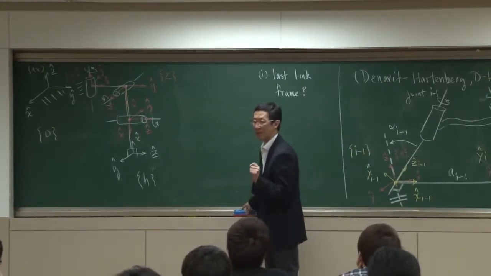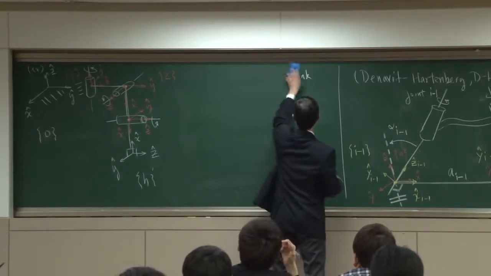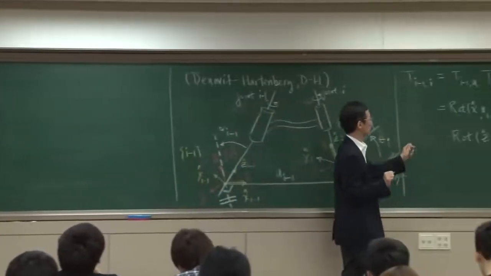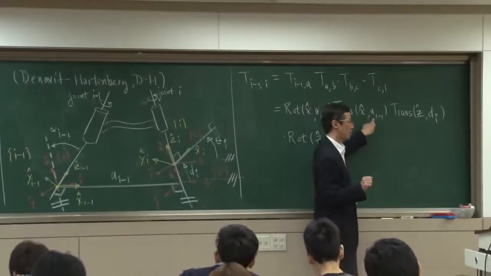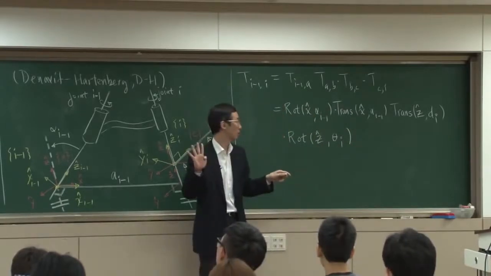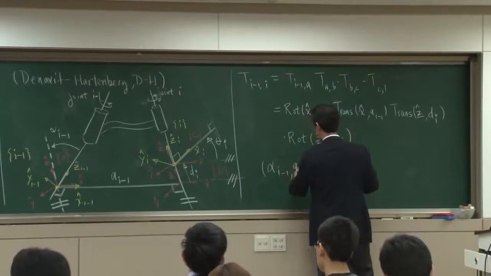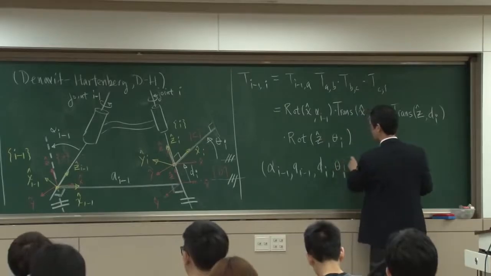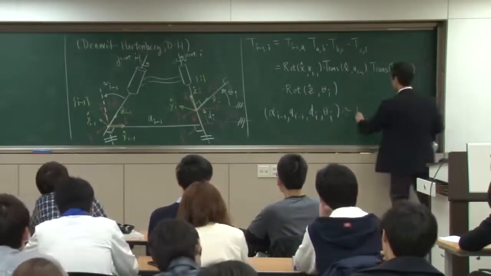Are we ready now to write down the parameters? So let's get rid of this for now. So what parameters do we need? We need alpha, we need A, we need D, and we need theta. These 4 parameters, alpha, A, D, theta, are the Denavit-Hartenberg parameters. So these are the DH parameters.